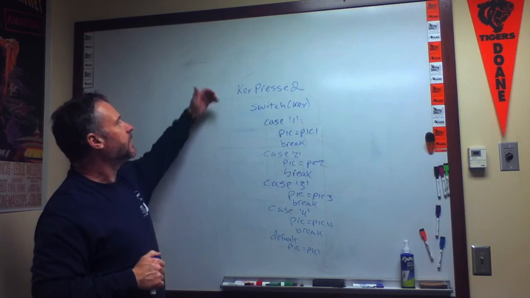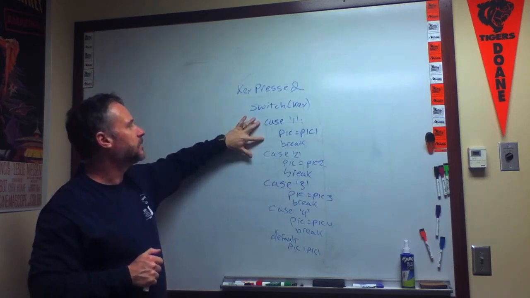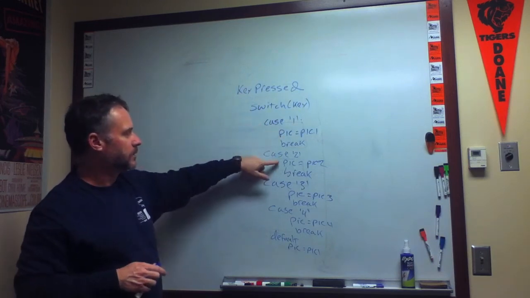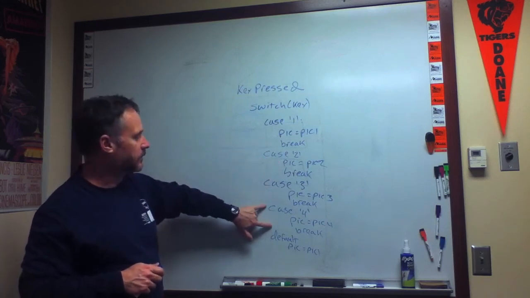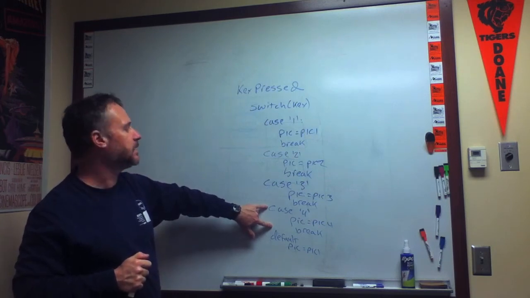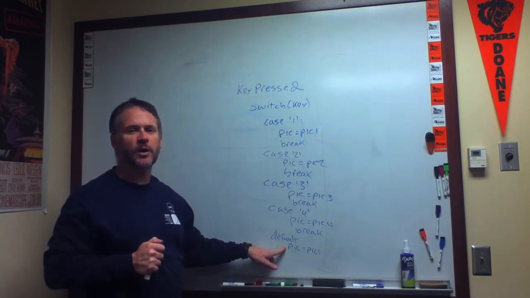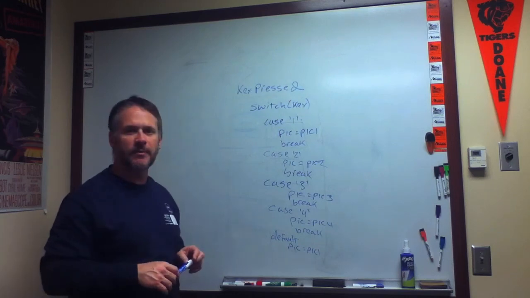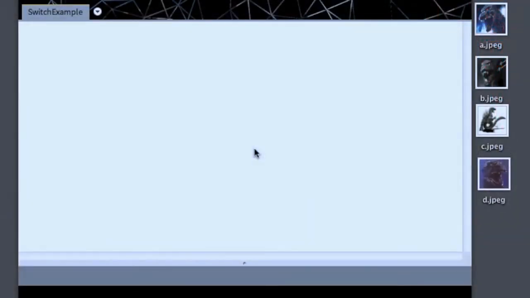Okay? So in my keypressed method, we're going to make a decision based on the key. If it's pressed 1, then we'll make our alias point to picture 1. If they press 2, it'll point to picture 2. Picture 3 for case 3, picture 4 for case 4. And if they didn't press any of those keys, we'll set the default picture back to picture 1. Okay? Great. So this will actually be very simple to implement. Let's go ahead and write the application based on the design that we just did.